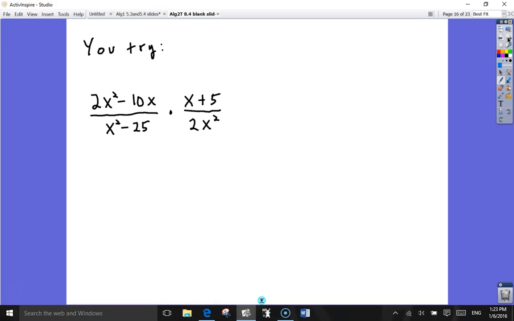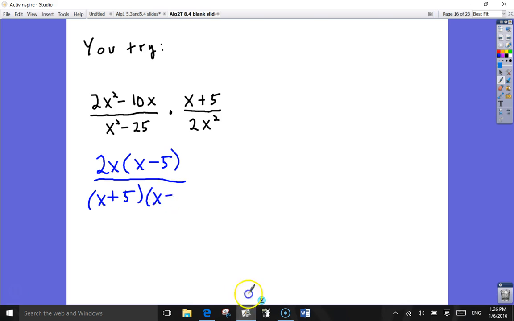So try that one. Did you factor the first numerator? 2x times x minus 5. How about the denominator? Times. Nothing to factor. Not that there's not two terms. There is, but there's no common factor. And 2x squared.